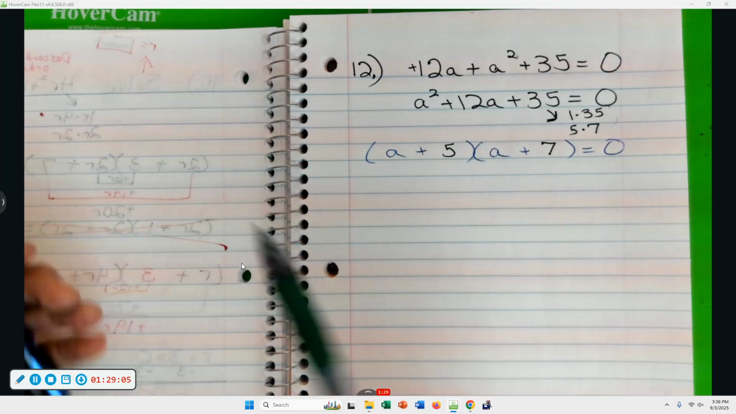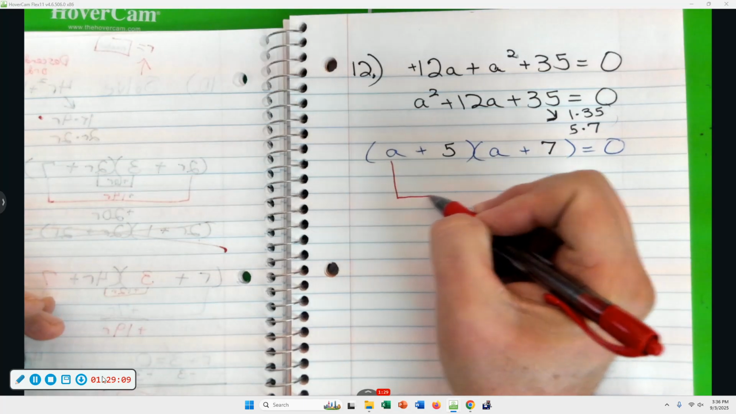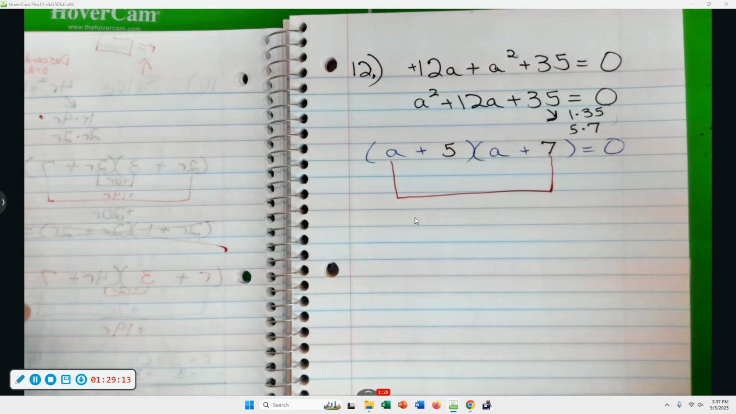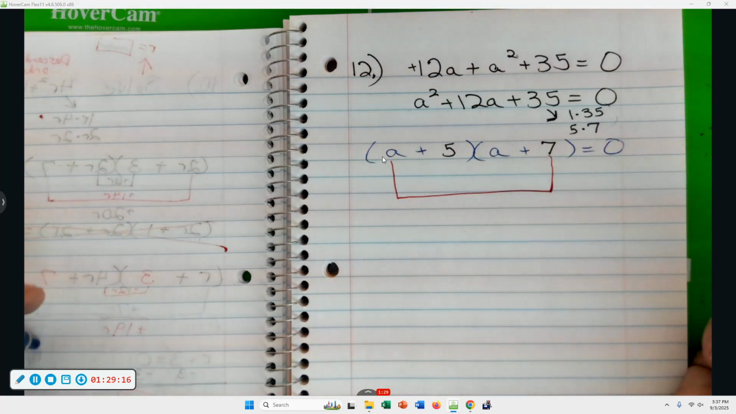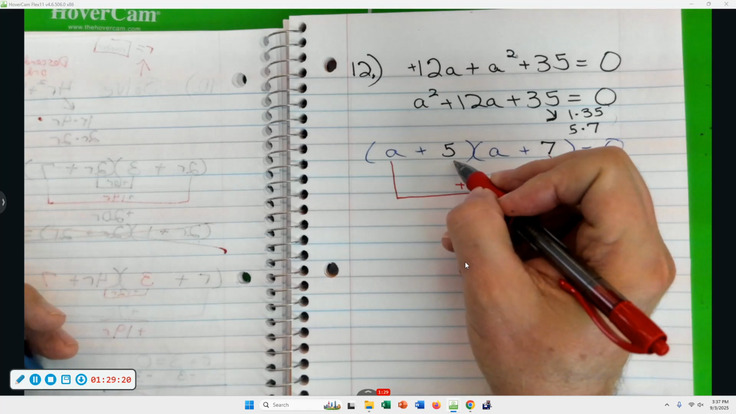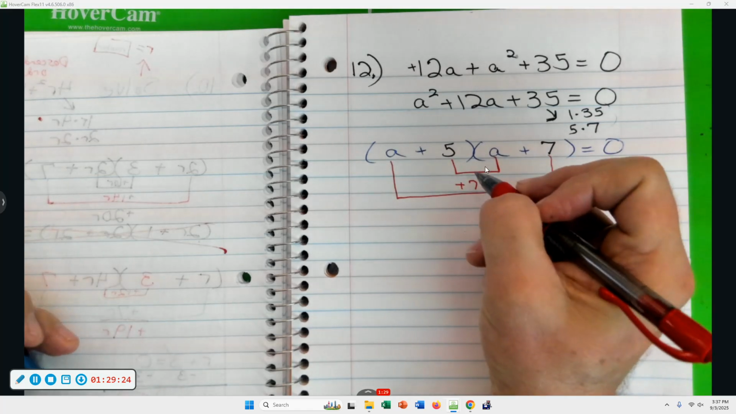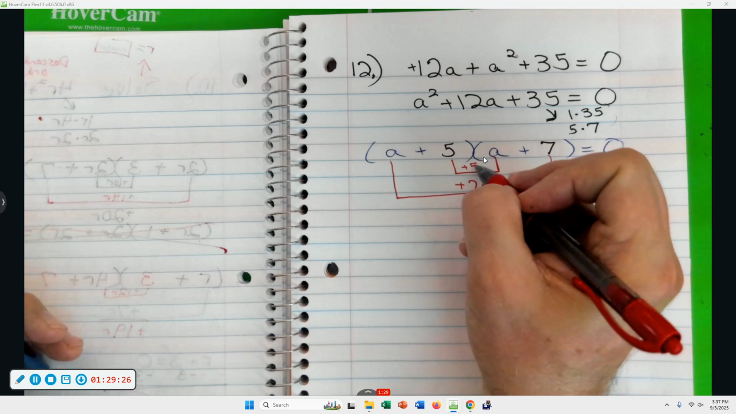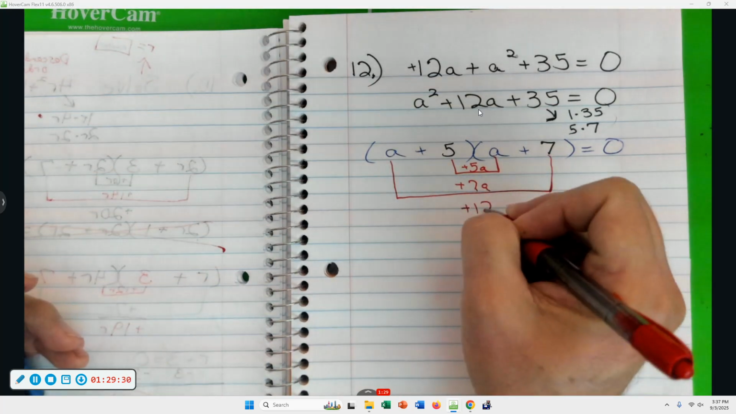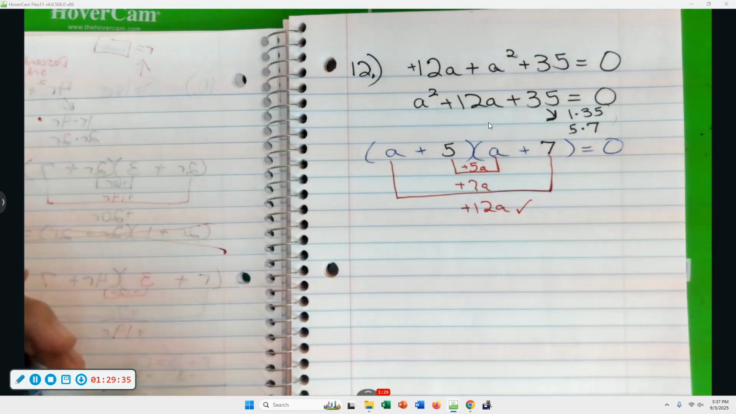What's the outer product? Tell me the outer product. Let's just verify that I've factored this correctly, and I'm not just making this all up. What's the outer product? The 5a. 7a, a positive 7a. What's the inner product? A positive 5a. 5 plus 7 is a positive 12a. Is that what we needed? Yes, it is. That's what we needed.